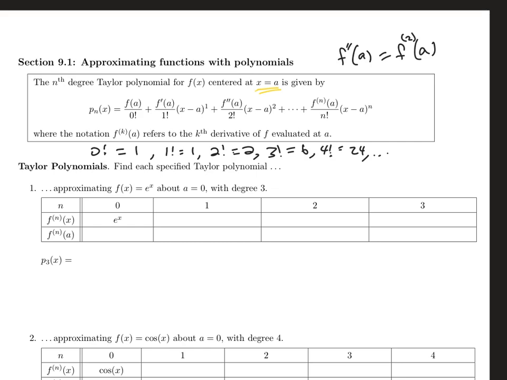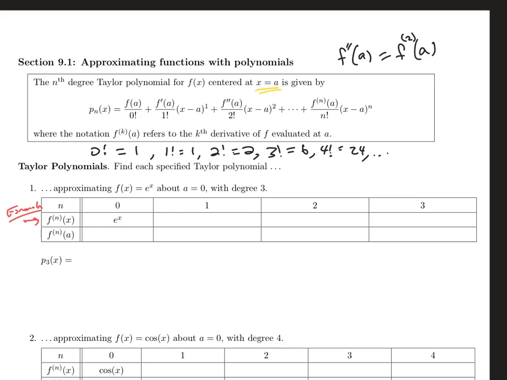Okay, so let's get started with an example. We're going to build the Taylor polynomial of degree 3 for the e to the x function. Again, this means basically building the infinite polynomial, but chopping it off when we get to the x cubed term. To do this, I have a table here, and what I'm going to put in the table are the formulas for the derivatives. I'm going to do that first.